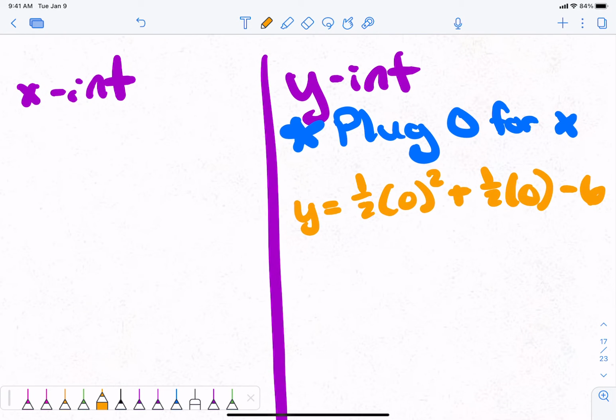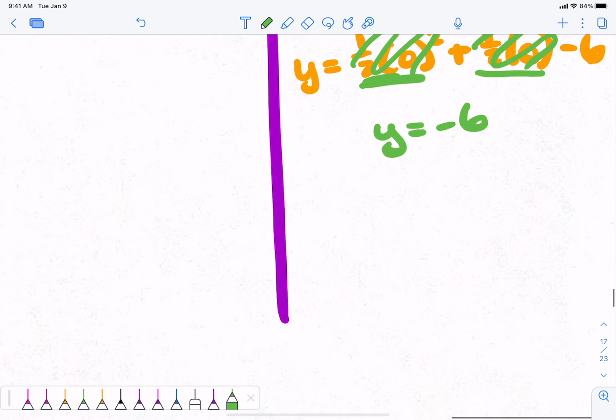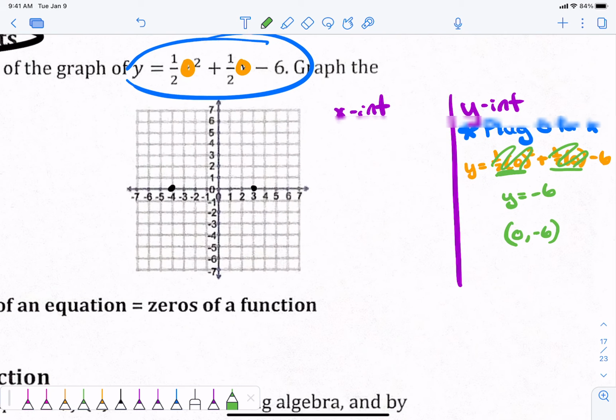Are we confused as to what we're doing? No? Okay. What is 1/2 times 0 squared? Like, what's this going to be? 0. Anything times 0 goes away, right? What's 1/2 times 0? 0. So the y-intercept is -6. If I write this as an ordered pair, it would be (0, -6), right? So I'm going to put that point on my graph. (0, -6) is this guy right there. Okay? All right, happy with that? Maybe a little bit.